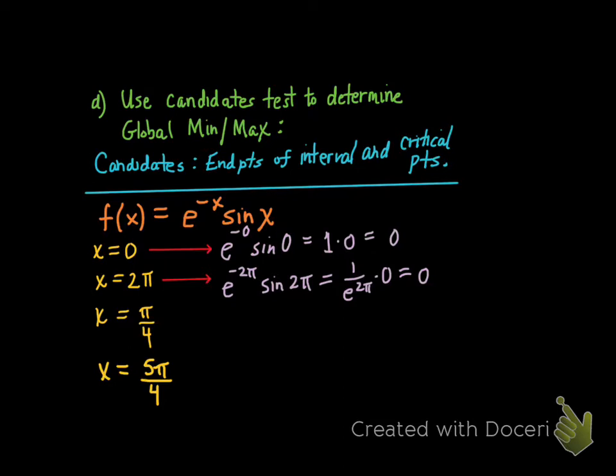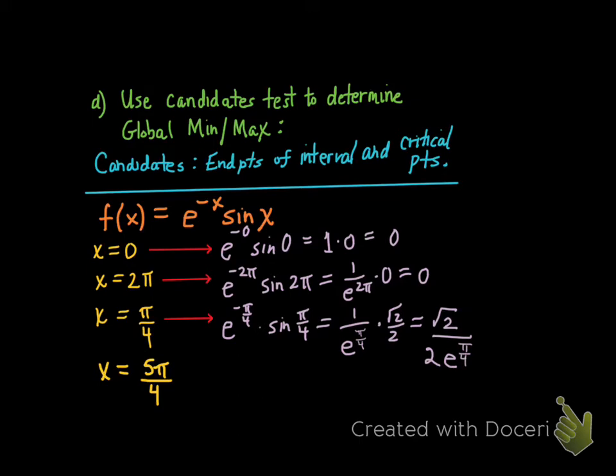All right, let's test pi over 4. I get e to the negative pi over 4 times the sine of pi over 4. Well, I'm going to write this so my brain understands it a little better: 1 over e to the pi over 4, so I'm no longer worried about that negative exponent. And the sine of pi over 4 we found earlier was root 2 over 2. Now, you guys, I'm not sure what that number is, but I do know that root 2 over 2e to the pi over 4 is a positive number.